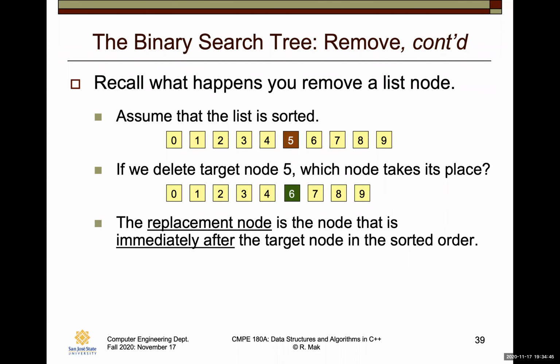This is what is supposed to happen afterwards. If we remove a node, the 5, the replacement is the node that is immediately after it in the sort order. So we remove the 5. What node is immediately after the 5? Well, it has to be the 6. Let's see how we can take advantage of that information.